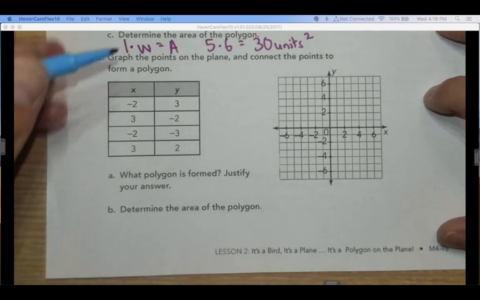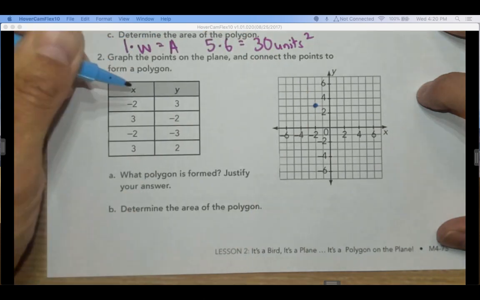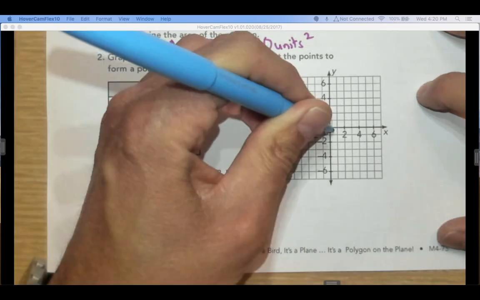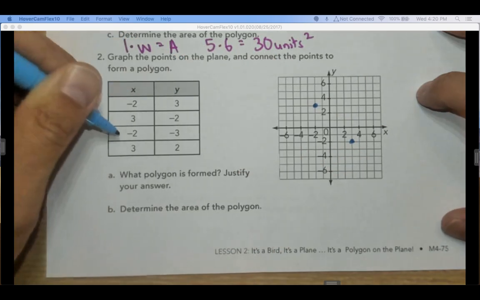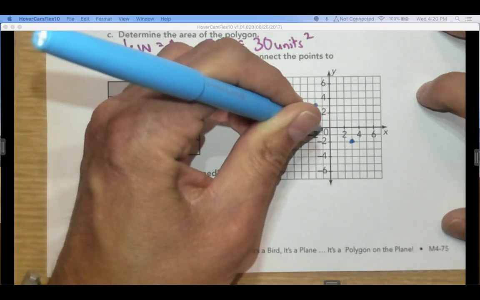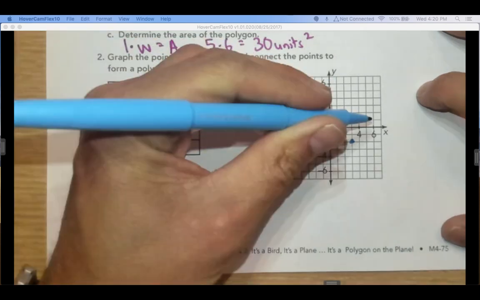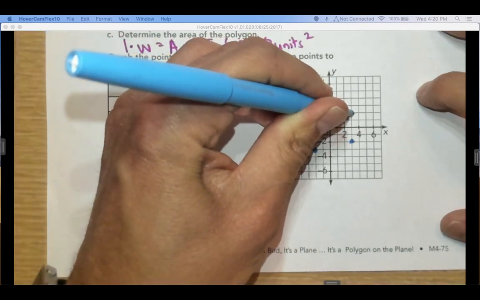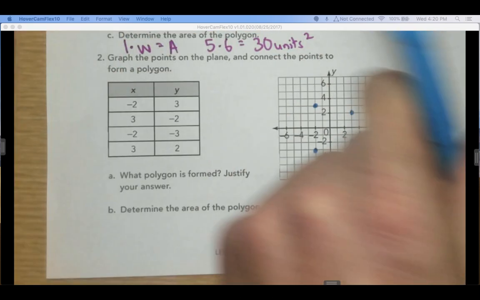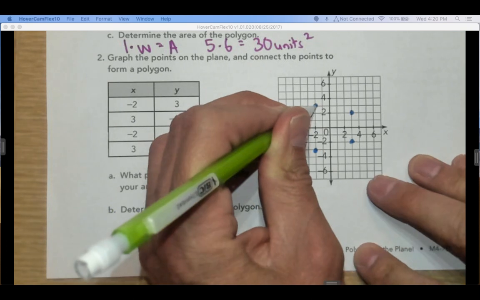Continuing on, -2 and 3, 3 and -2. Start at the origin, 3, -2. Then -2, -3. Then 3 and 2. All right. And then it says connect the points to form a polygon. So I connect the points.